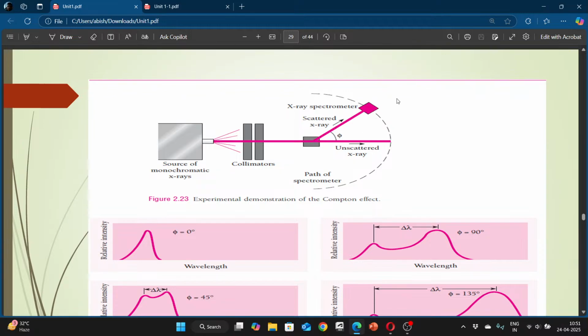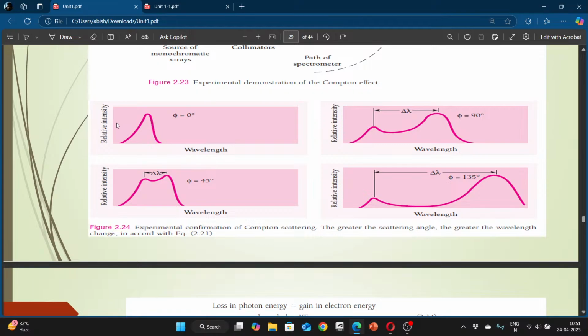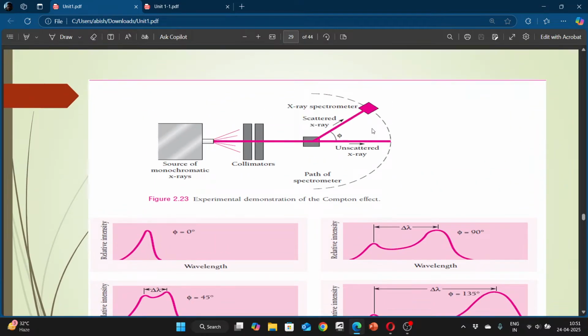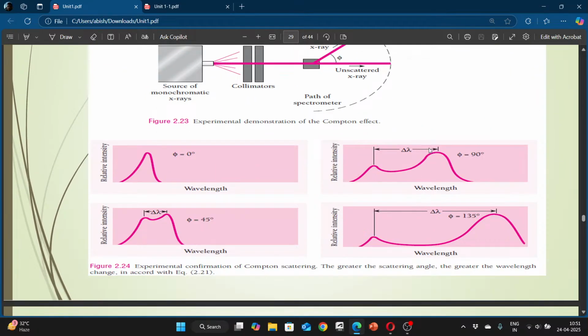There are scattered X-rays and unscattered X-rays. But the scattered ones also have the same frequency, they are just diverted a little. That's what they're calculating. Relative intensity at phi equal to 0, relative intensity, this is delta lambda, the difference in wavelength. Phi equal to 45, phi equal to 90, phi equal to 135. Experimental confirmation: the greater the scattering angle, the greater the wavelength change. So remember that.